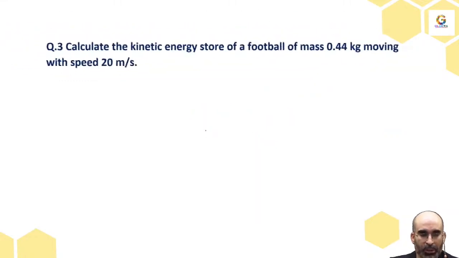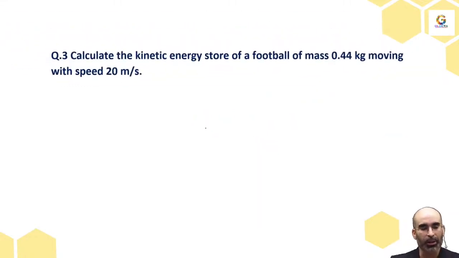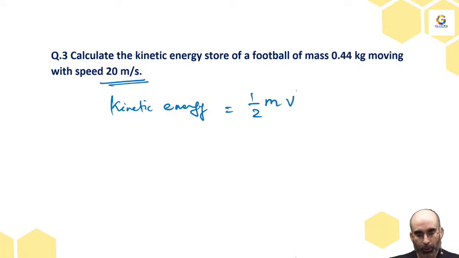There is another question. Calculate the kinetic energy store of a football of mass 0.44 kg moving with speed 20 meter per second. So what's the formula for this? Half mv square. M is mass and v is speed. So half into 0.44 into v, which is 20 square.